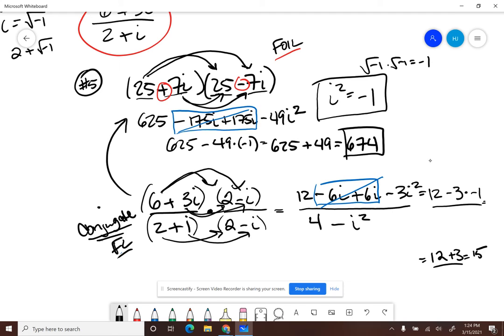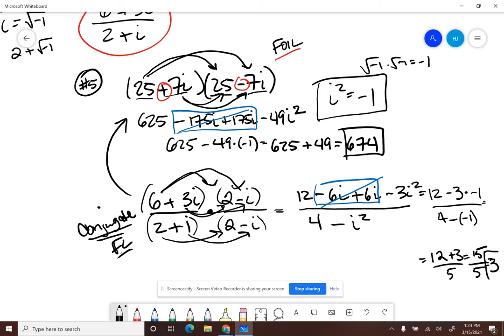I just brought my work down here. So then that helps me down here, because now I have 4 minus i squared. Well, 4 minus i squared is just 4 minus a negative 1. So 4 minus a negative 1 is a positive 5. So really I have 15 divided by 5, which just comes out to an answer of 3.